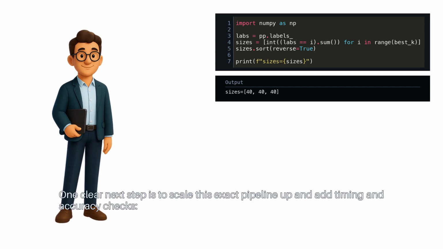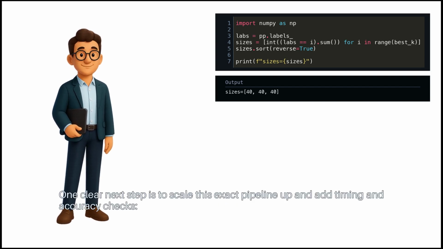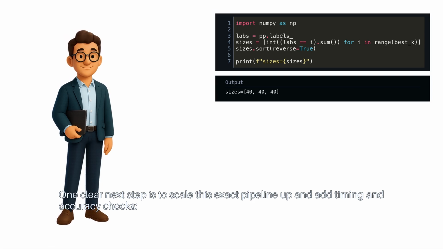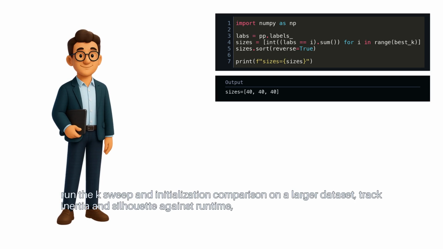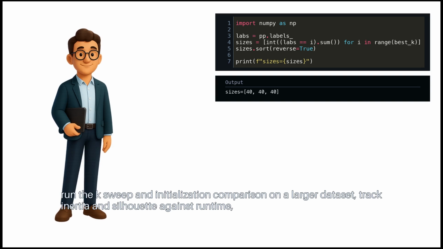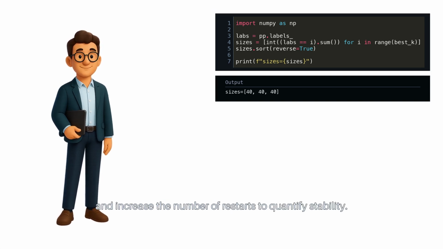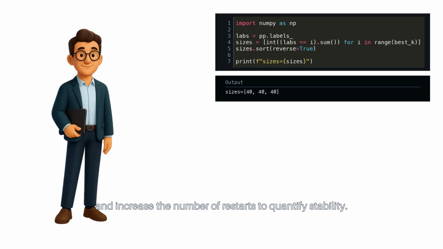One clear next step is to scale this exact pipeline up and add timing and accuracy checks. Run the K-sweep and initialization comparison on a larger dataset. Track inertia and silhouette against runtime, and increase the number of restarts to quantify stability.